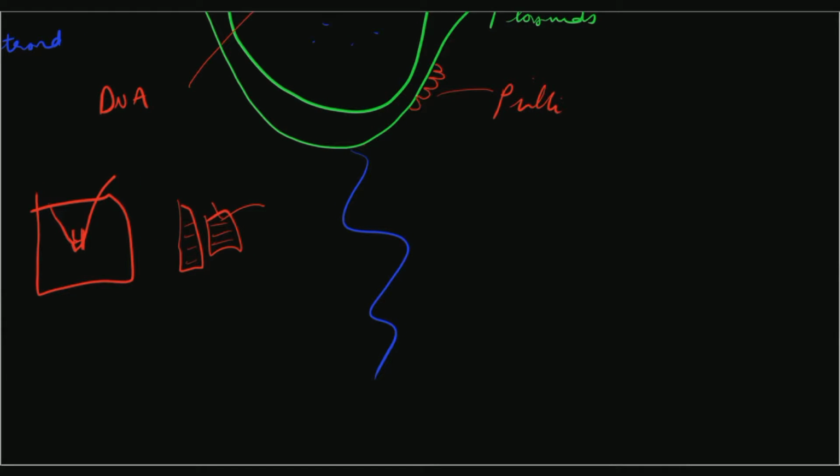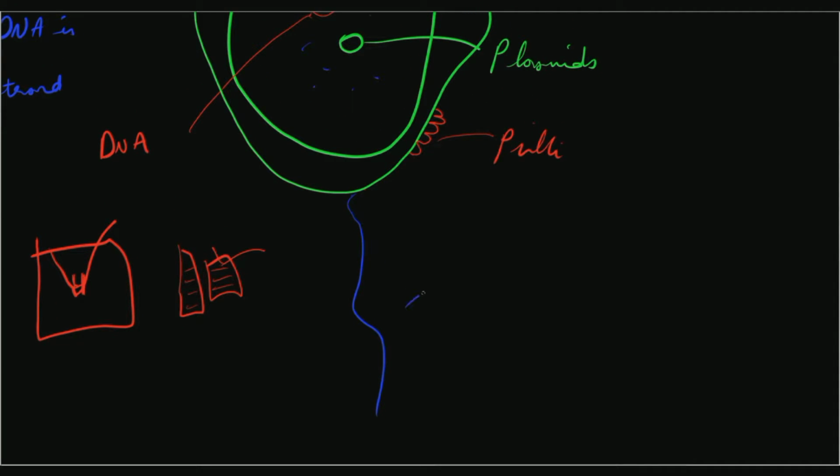So this is like this wave-like structure. It's more like a straight line. I should fix that. It's a little bit wavy, actually. So let me go ahead and fix it. Okay, so we have this wave-like structure like this. And this is called the flagella.